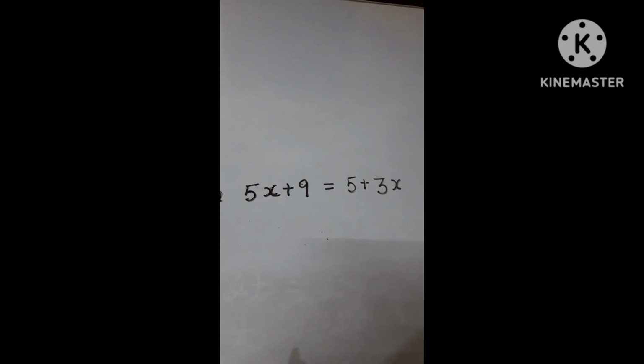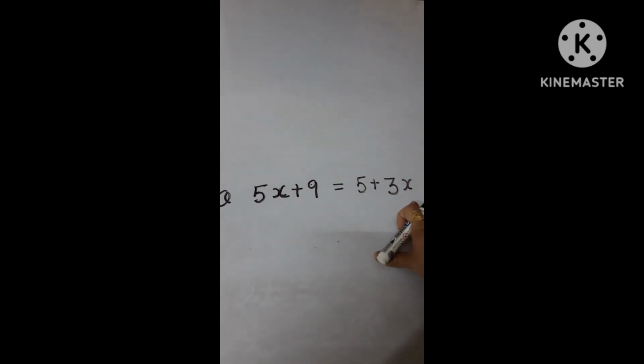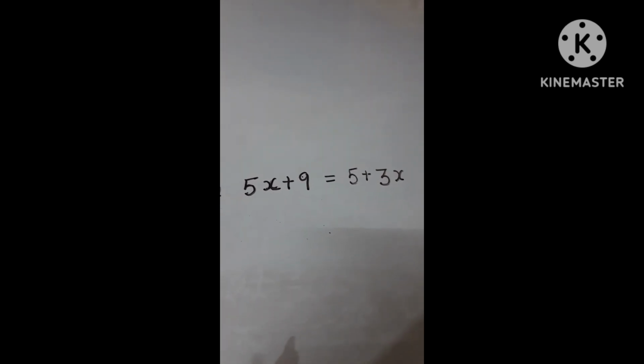So now the next example is 5x plus 9 is equal to 5 plus 3x. Again, we have to check for the variables and we have to check for the constants. So what are the variables here? The variable values are here 5x and 3x. And what are the constants here? 9 and 5. So what is our first step? Yes, to take the variables at one side and the constants at the other side. Isn't it? Okay. And the second rule is to change the sign. Plus will become minus and minus will become plus. Divide will change into multiply and multiply will change into divide. Okay.